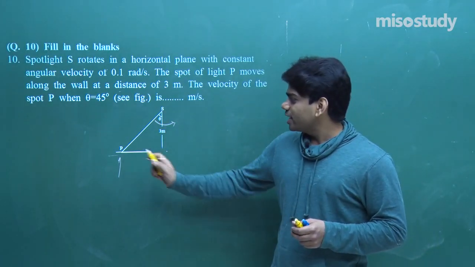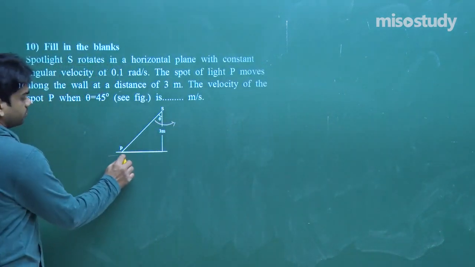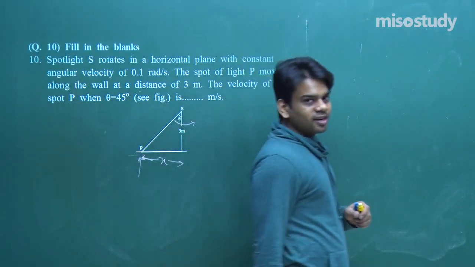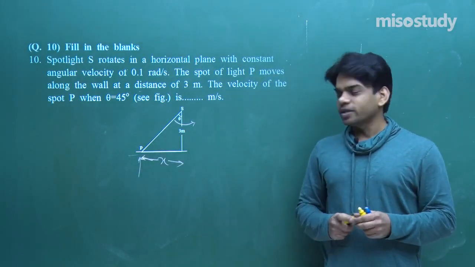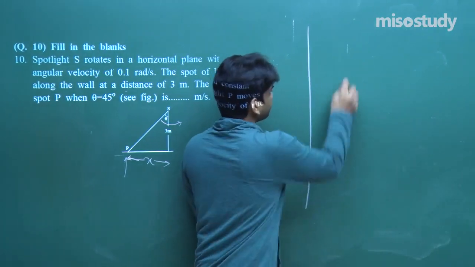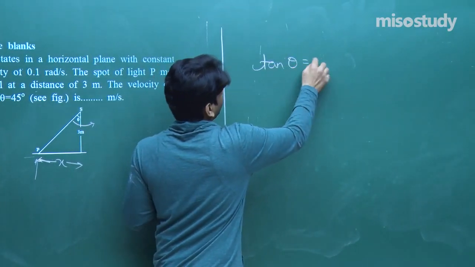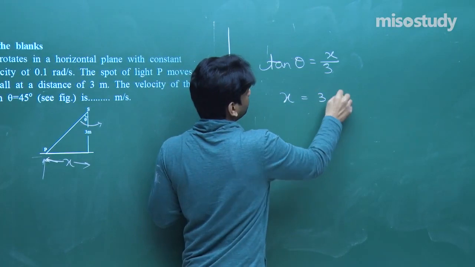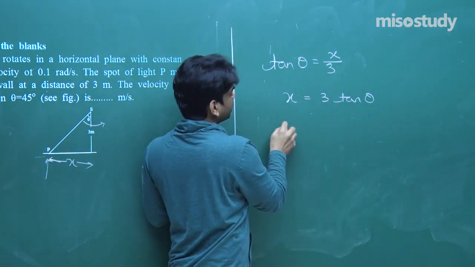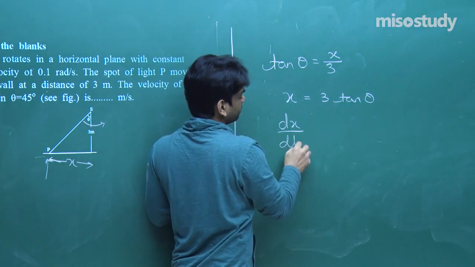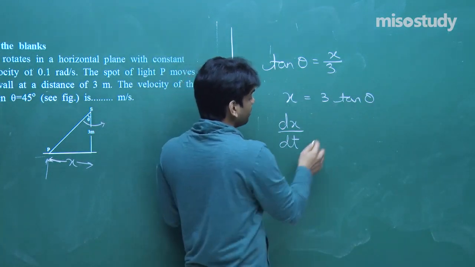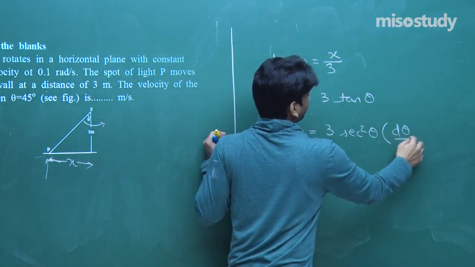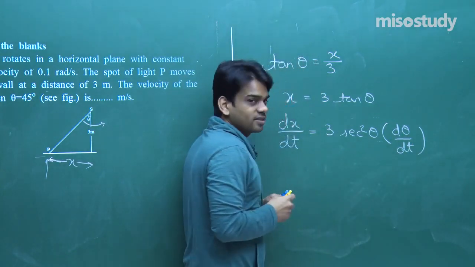This spotlight is moving with some angular velocity. Now see here, if I say that this distance is x, observe this figure. We can write that tan theta is equal to x by 3. Then again we can write that x equals 3 tan theta. If I differentiate this, dx by dt with respect to time, I will get 3 sec square theta d theta by dt.